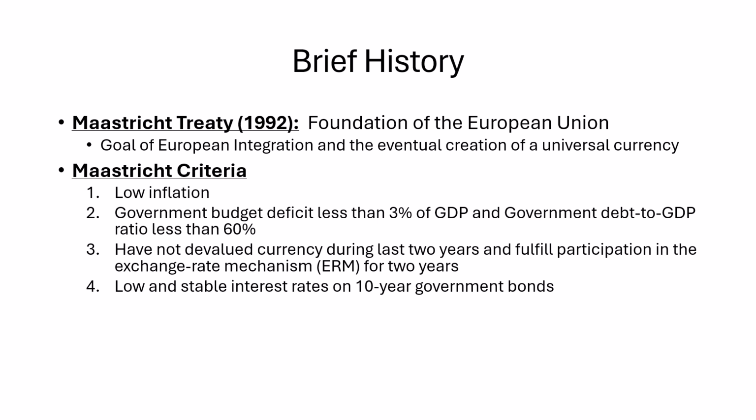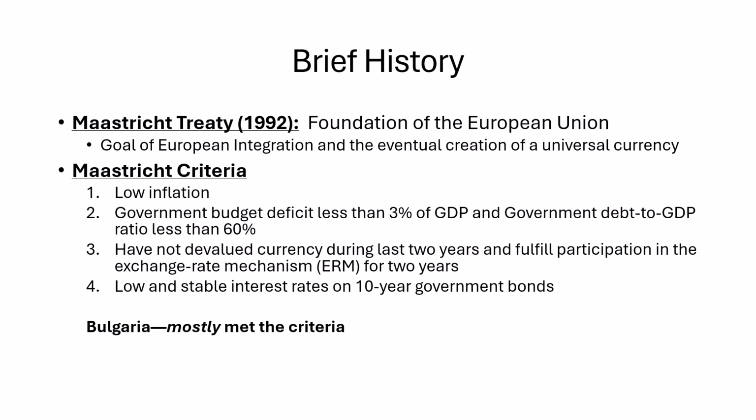And then finally, there must be low and stable interest rates on 10-year government bonds. Largely, that shows stability because countries that have a lot of risk tend to have high interest rates on government bonds because of the inherent risk compensation that needs to be included in those interest rates.